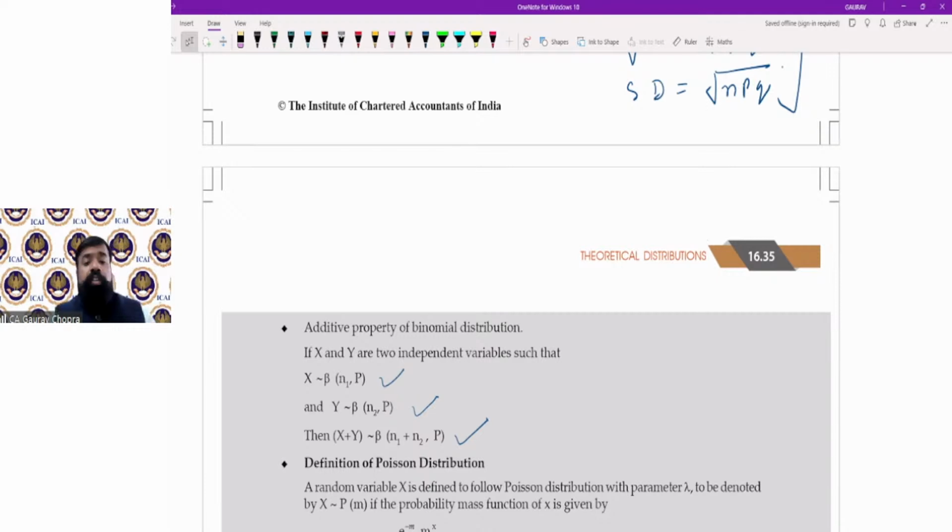So our next session will be day after tomorrow, that is on Thursday. On Thursday, we will be covering Poisson distribution. Poisson is also part of discrete distribution, so we will complete that on Thursday. And after that, the last part will be normal distribution, which we will be covering on Saturday.